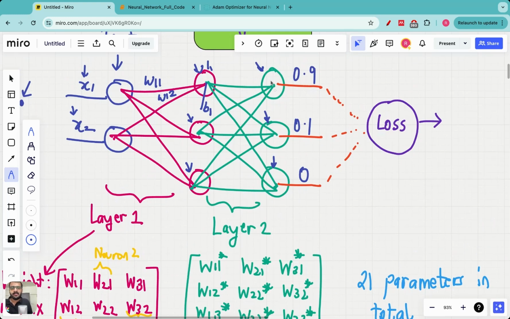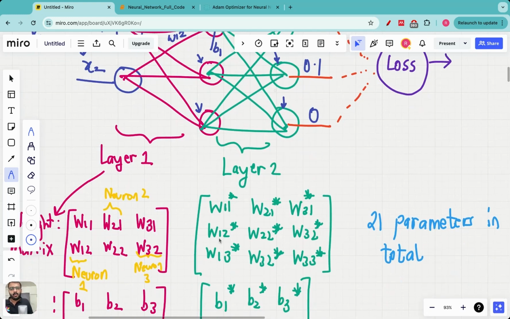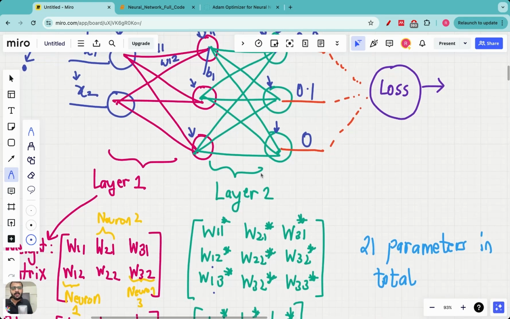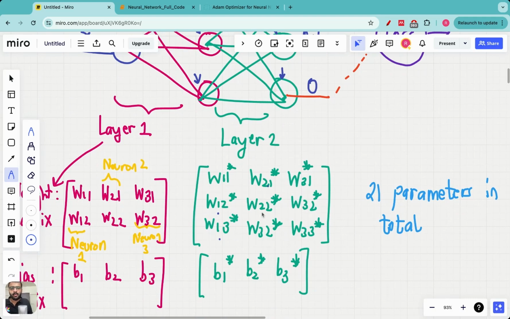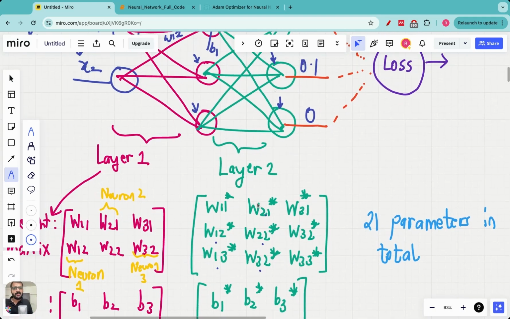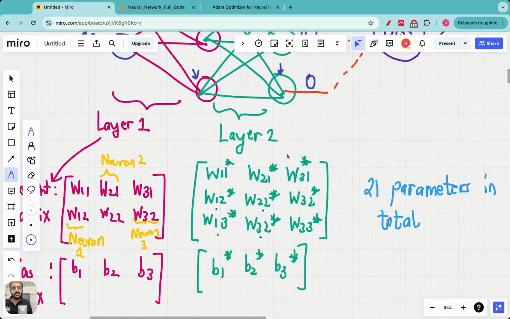In the second layer, let's consider this neuron here, which I'm marking with an arrow. This neuron has 3 weights associated with it. Remember, the 3 outputs of the first layer will now be the inputs to the second layer. So this first neuron has 3 weights, each corresponding to an input which it receives, and those will be W11 star, W12 star, and W13 star. Similarly, the second neuron over here has 3 weights associated with it, W21 star, W22 star, and W23 star. And the third neuron over here also has 3 weights associated with it, W31 star, W32 star, and W33 star.